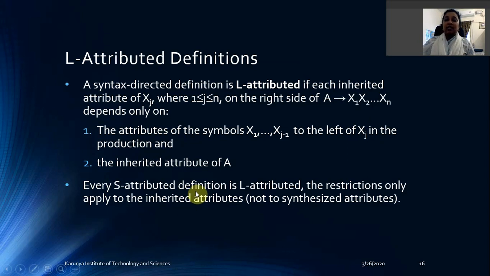Now the last is what we said earlier. Every S attributed definition is an L attributed definition, but the restriction is only on the inherited attributes. If I have an inherited attribute, it has to be L attributed, not S attributed. But for S attributed, all the attributes have to be synthesized attributes.